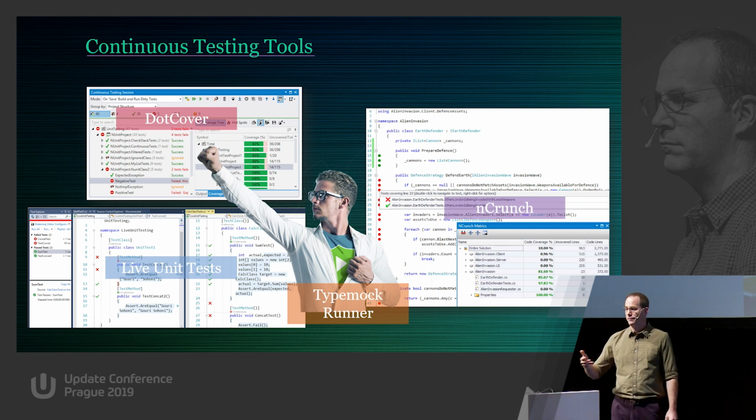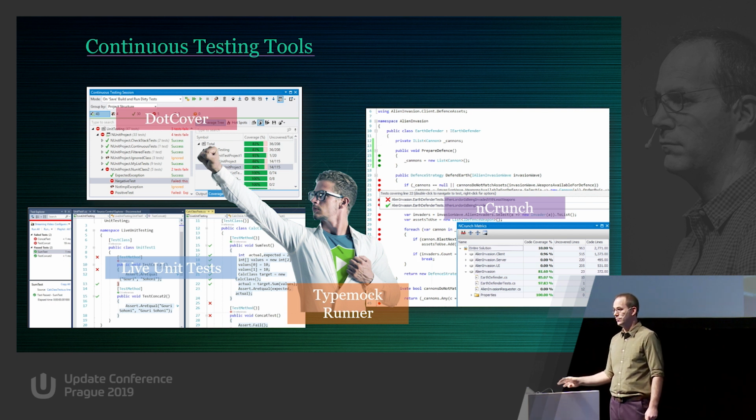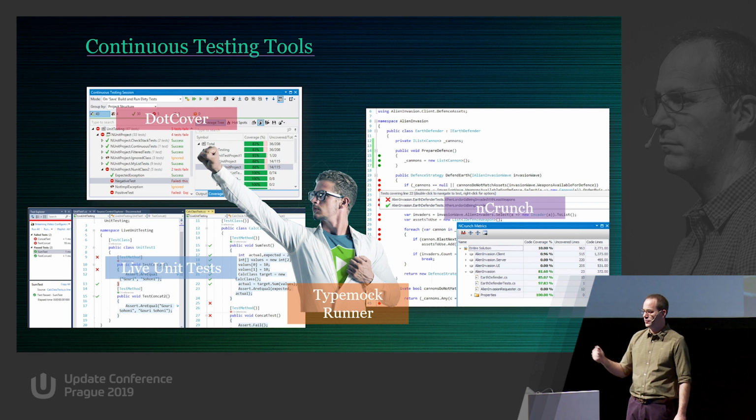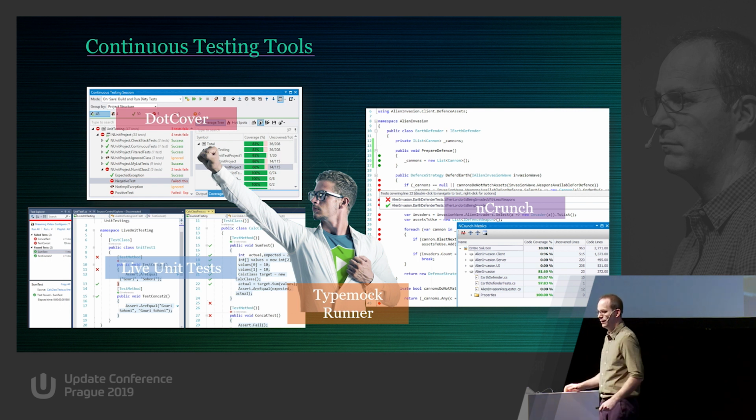And you get it with dotCover. If you have ReSharper with dotCover, you have it. If you use Visual Studio Enterprise Edition from 2017 or 2019, you have it built in. It's called Live Unit Testing there. There's also a very good tool called nCrunch. It's the most powerful one in this field. And the company is no longer affiliated with TypeMock as a TypeMock runner.